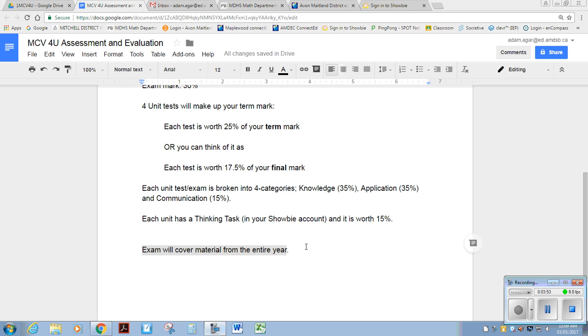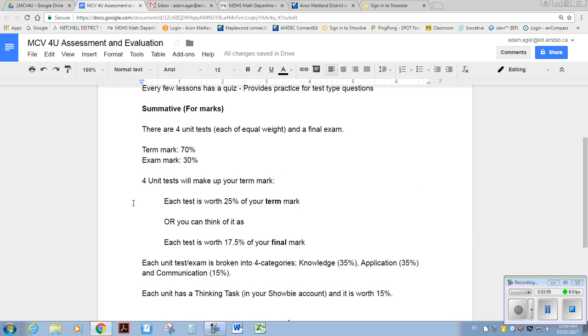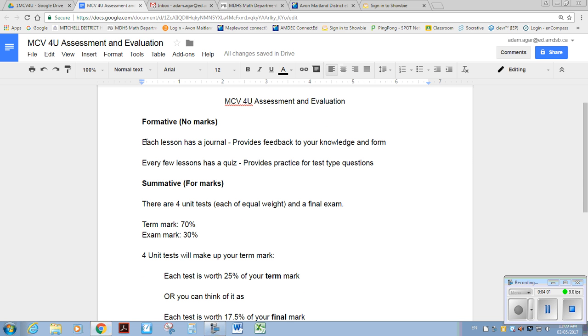So this is where your mark comes from. So again, unit tests, there are 4 of them. That's what will make up your mark for the course. Formative journals must be submitted. You don't have to save them up. You can submit them 1 at a time, or you can send 3 in at a time for an entire module. That's up to you.